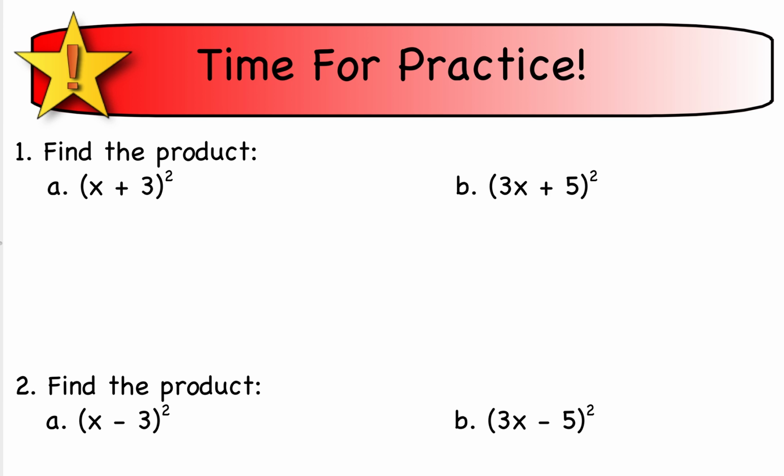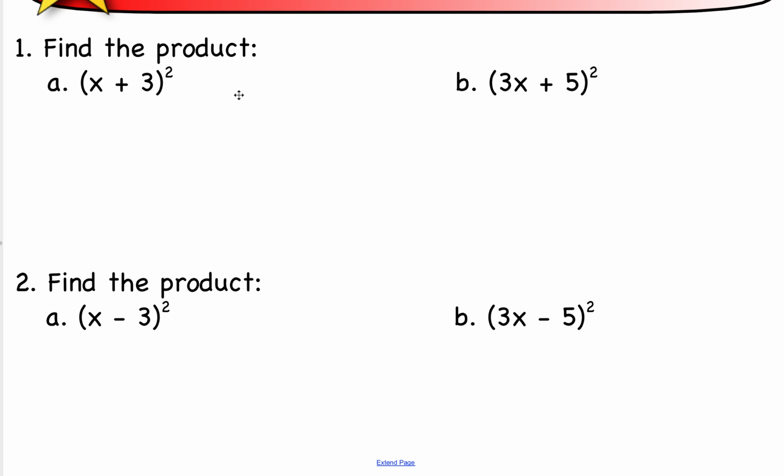So here's some practice. Let's go ahead and work on these 4 problems. We want to go ahead and find the product. So I'd like you to try to use the shortcut on these. I will work through part A for both of these. Actually, I'll work through part B. How about that? And you can work through part A.